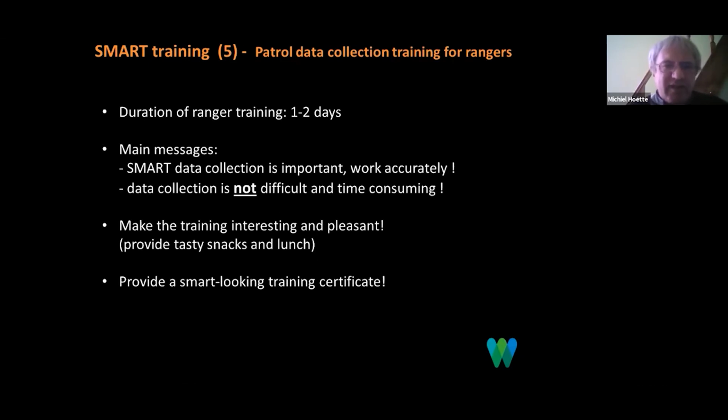Well, the main messages for rangers, I later have an overview for all stakeholders, but I think the main thing is that they should not dislike data collection. If you organize it in a fun way, they will very often get the idea that data collection is not difficult and might even be fun.